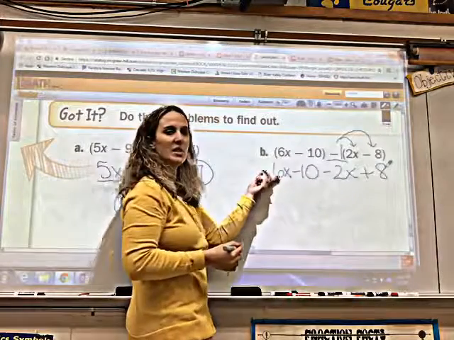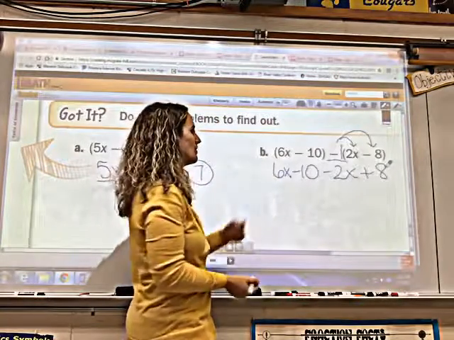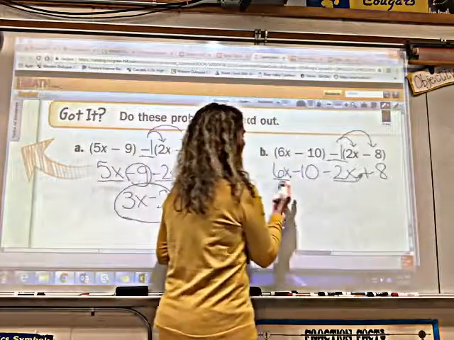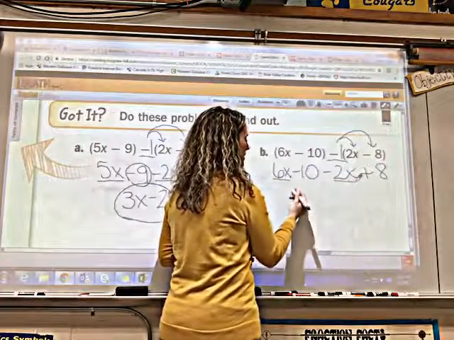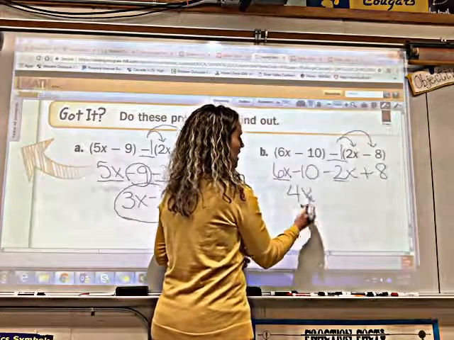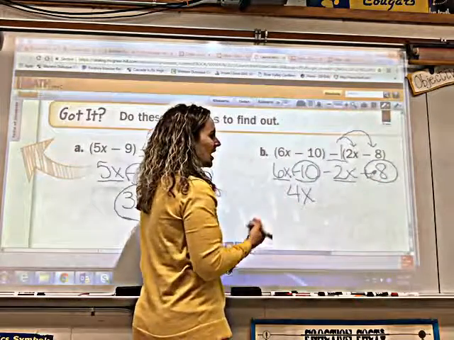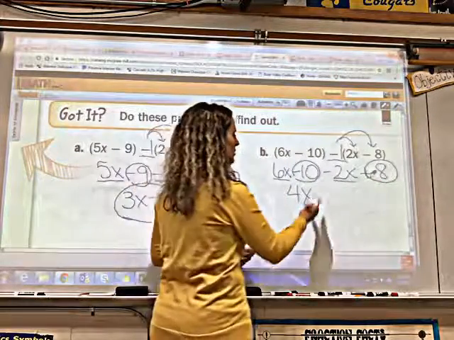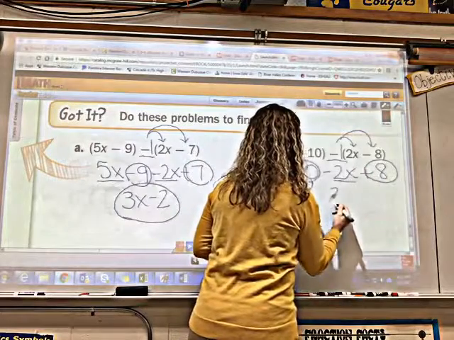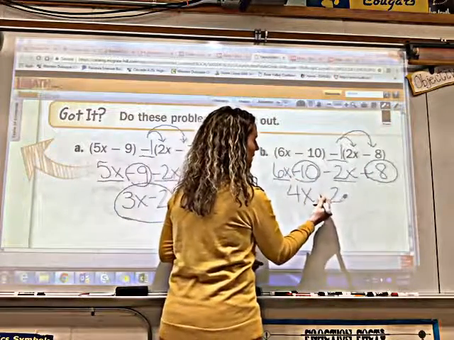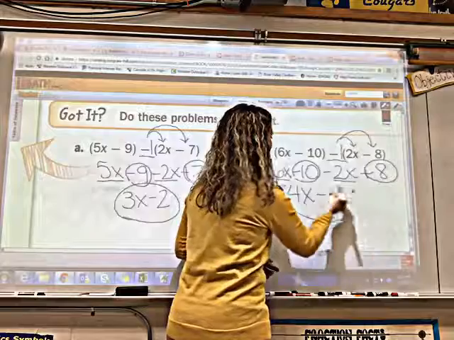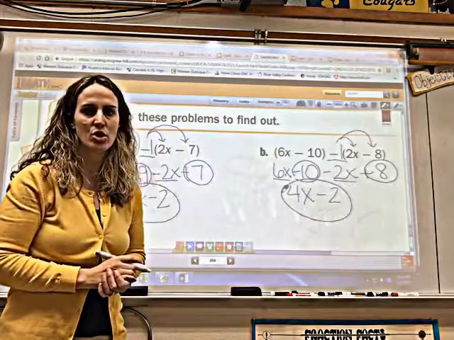Okay, so now I need to simplify this, or put this in simplest form. I can combine my x's, so 6x's minus 2x's would give me 4x. And then I have negative 10 plus 8. Again, one's positive, one's negative, so we're subtracting. 10 minus 8 is 2. This one has a larger absolute value, and it's negative, so we have 4x minus 2.